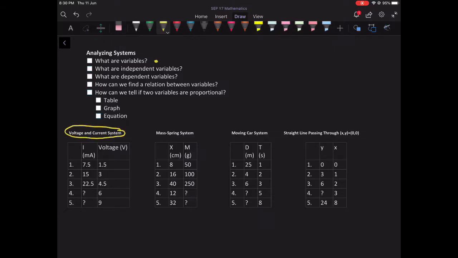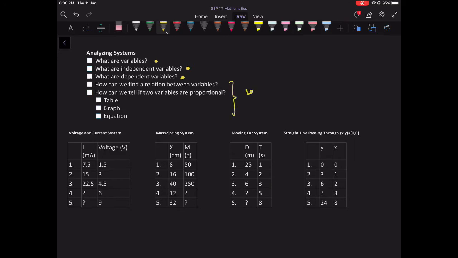Let's begin. The following tables show data that we collected on the four systems. The variables are current and voltage, extension and mass, distance and time, and y and x coordinates. Independent variables are those variables of a system that we change. They are not affected by other variables. The variables that change because of the change in independent variables are called dependent variables.